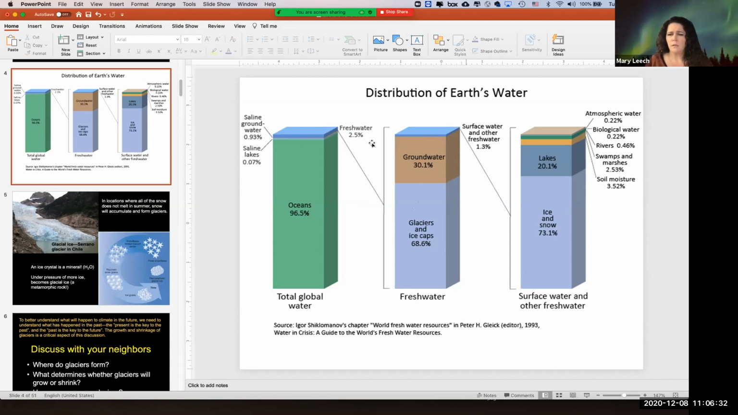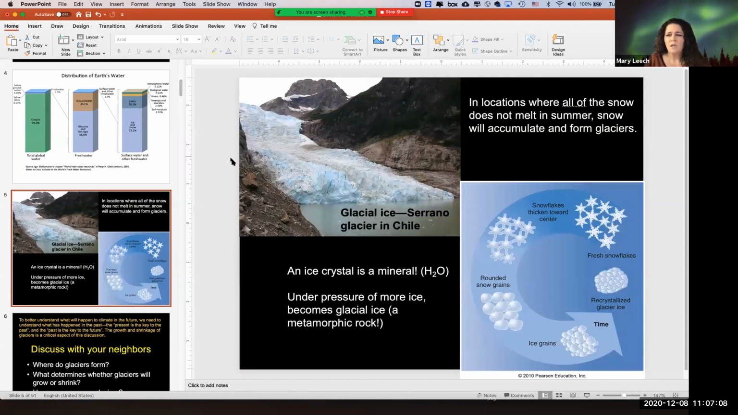Okay, and I suppose I'll break this down. So the surface water is mostly ice and snow, 73%, and 20% lakes, 3.5% soil moisture, then rivers, biological water. I think that means in plants and animals, plants only, probably, atmospheric water. So there's water in the air that we breathe. So a lot of Earth's fresh water is in ice and snow. Okay.